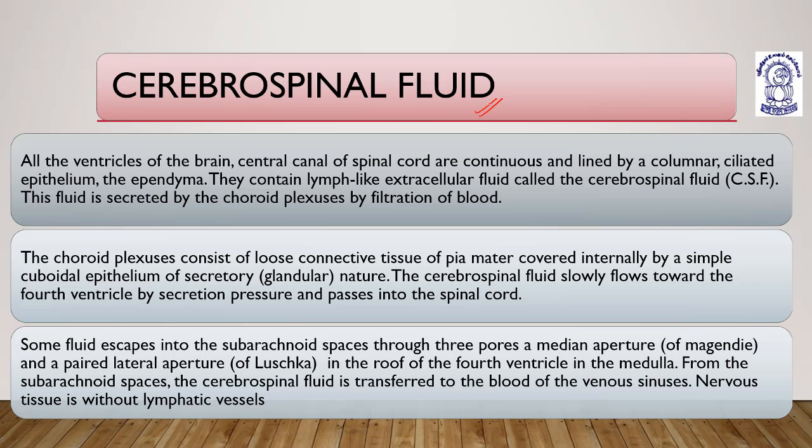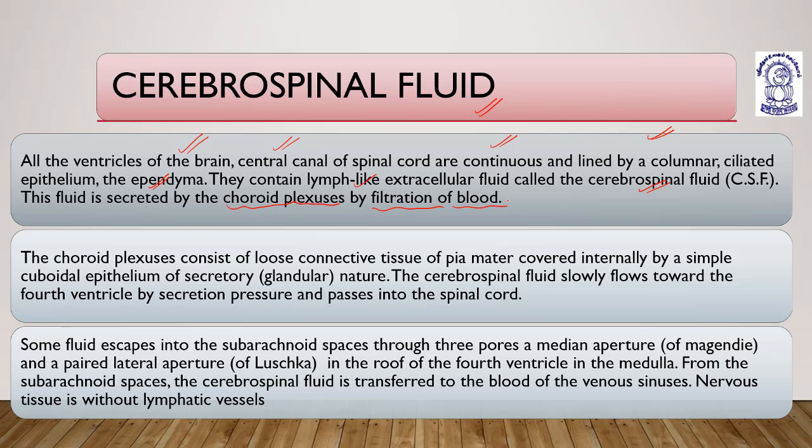Cerebrospinal fluid or CSF. All the ventricles of the brain and the central canal of the spinal cord are continuous and lined by a columnar ciliated epithelium known as ependymal cells or ependyma. Very important. They contain lymph-like extracellular fluid called cerebrospinal fluid. This fluid is secreted by the choroid plexus by filtration of blood.